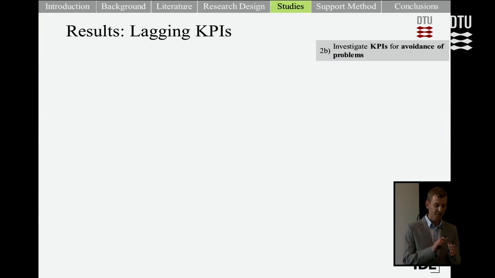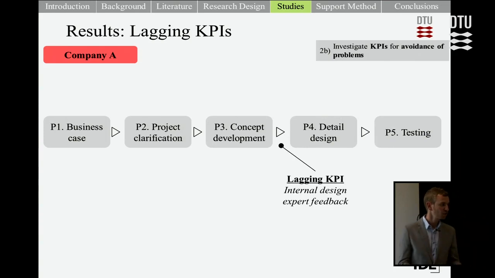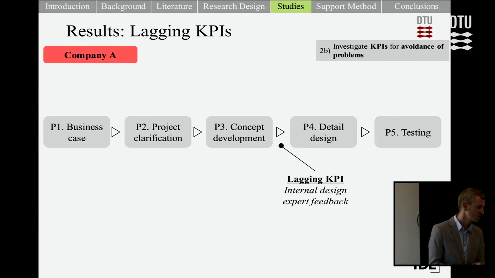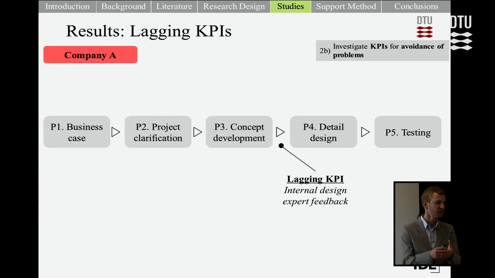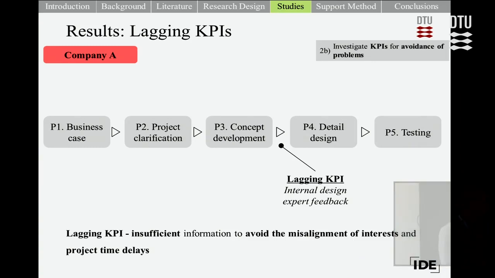So when looking more from the observations in the GPD projects with the lagging KPIs, what we saw at Company A was they followed this stage gate product development process. And the number of concepts that were produced by the Indian team was only found out at the end of the concept development process when including internal design feedback from the company. So this provided insufficient information to avoid the misalignment of interests and project time delays, and what could have been done is to measure this at an earlier stage in the project. However, this understanding can then be used to impact future projects at the company.